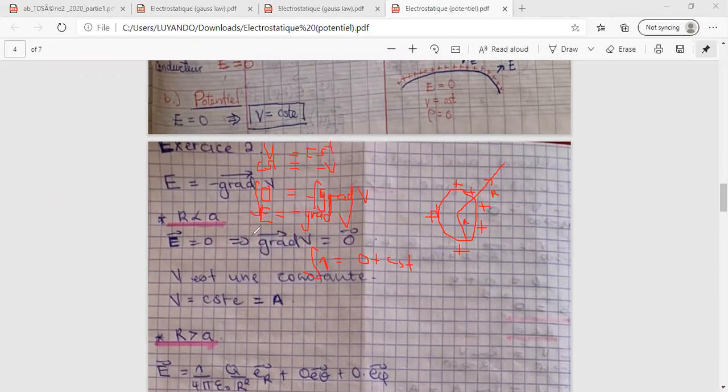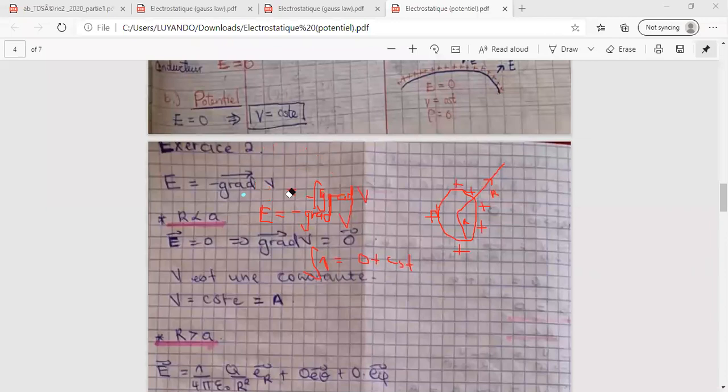Yeah, which is what we have here. So if our E is equal to 0, we're going to integrate this, and if we integrate this, we're going to have V equal to a constant. So V is a constant, and we name that constant A. So V is equal to a constant, which is equal to A. So that is what we found for the first one, where our electric field is equal to 0.